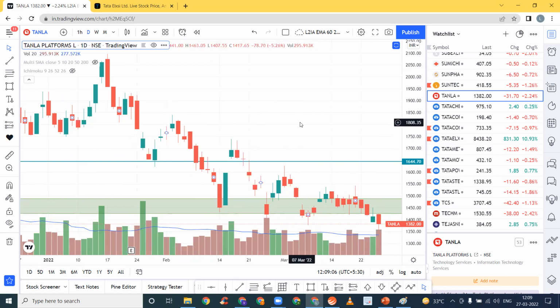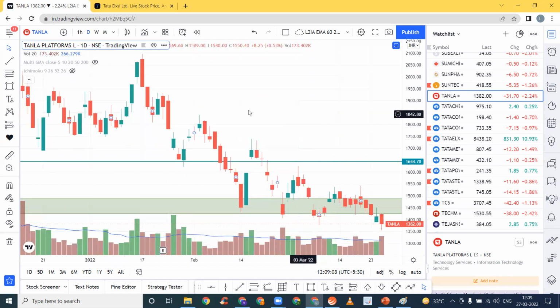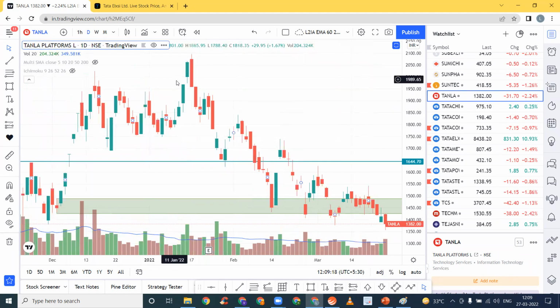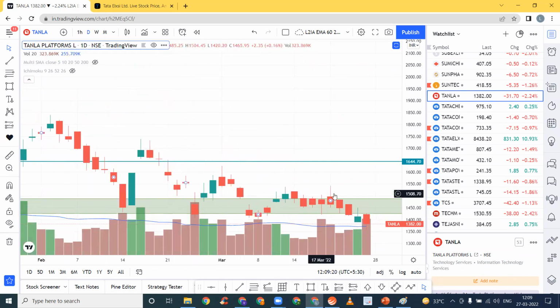You can see here 3 candles together, 1, 2, 3. Okay, these are three soldiers. Similarly, we can have three bearish candles together, which are called three crows.